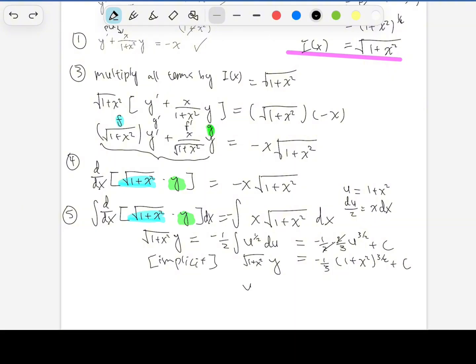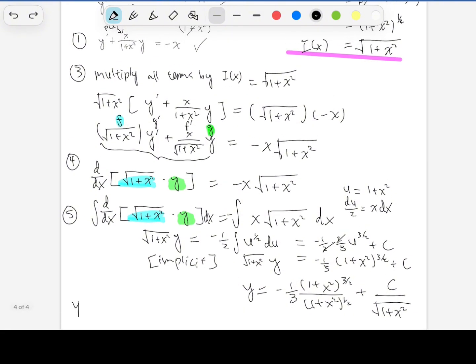And we get that y equals negative 1/3 times 1 plus x squared to the 3/2 divided by 1 plus x squared to the 1/2, plus c over the square root of 1 plus x squared. The reason I rewrote it as 1 plus x squared to the 1/2 is just so that you can see that 3/2 minus 1/2 clear in the exponents.